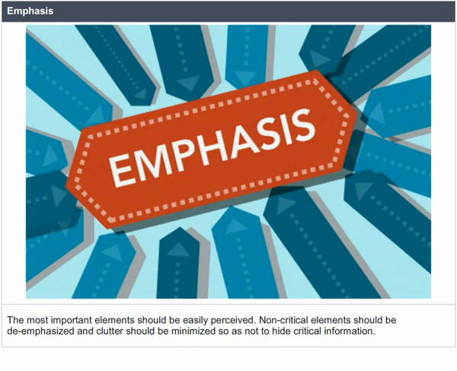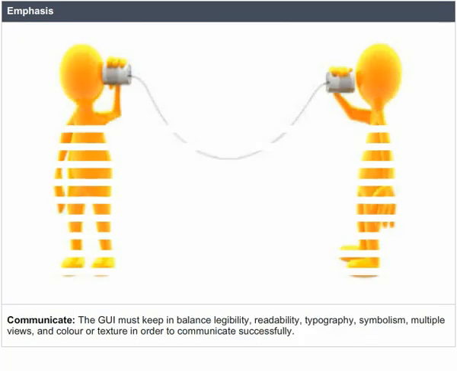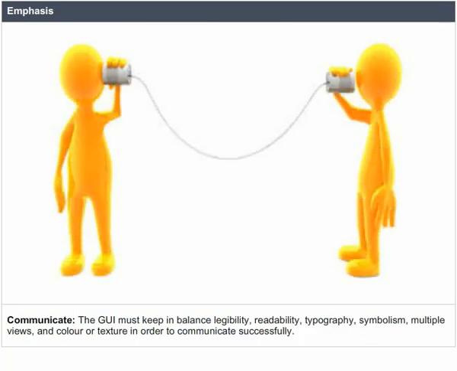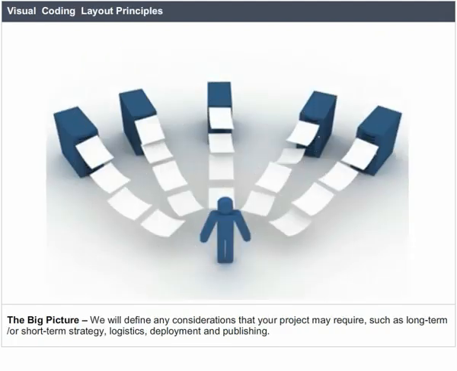Communicate. The GUI must keep in balance legibility, readability, typography, symbolism, multiple views, and color or texture in order to communicate successfully. Visual coding layout principles. The big picture. We will define any considerations that your project may require, such as long-term or short-term strategy, logistics, deployment, and publishing. The deliverable.